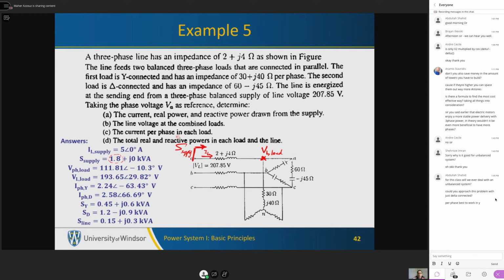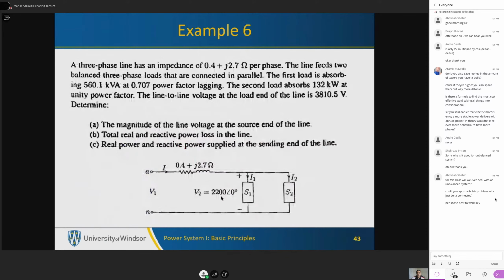Also, the current per phase in each load. So we need to calculate the phase current through the delta connected load and the phase current through the star connected load. And lastly, we need to obtain the total real and reactive powers in each load and the line. So the total power from the source is distributed between the line and the loads. So we need to calculate the contribution toward the load and the contribution to the line. So pretty much we need to calculate all currents, all voltages, and power components in this circuit. Okay. So how to solve this problem?